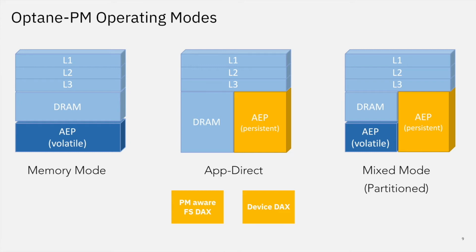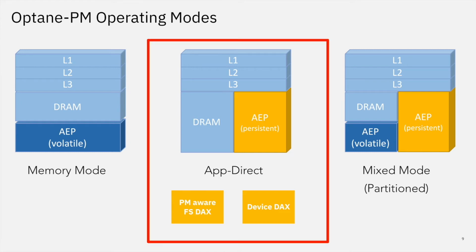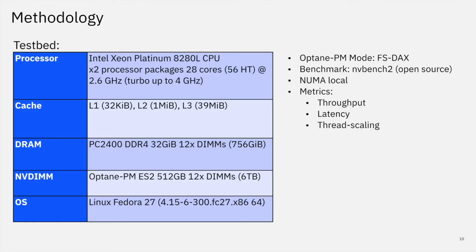In this paper, we configure persistent memory with app-direct mode as it gives the most freedom to manage both DRAM and persistent memory with the most capacity. This table shows our testbed specifications for the raw performance test. We have 12 persistent memory cards with 512 GB each, which makes it 6 TB in total. We configured the Optane PM with FS-DAX for the micro benchmark.